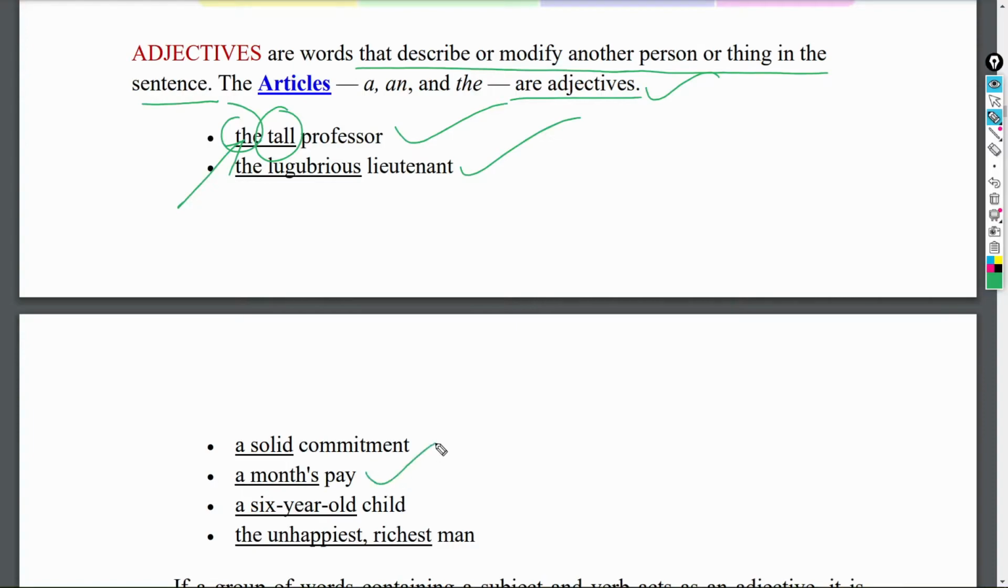So let us see here. A month's pay means the pay of a month. So you see, pay is the noun. Month's is actually defining the kind of the pay. This is the adjective, and these are talking about the quantity, and therefore both of them come together, and both of them are adjectives. Let us go for the next.